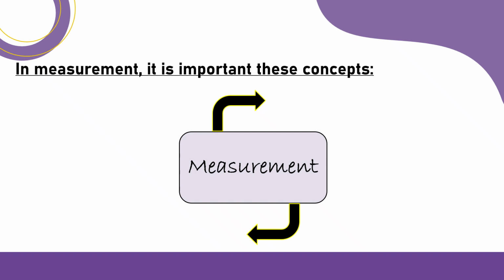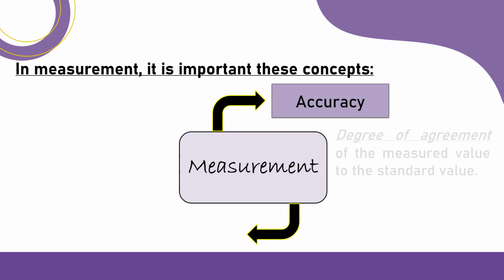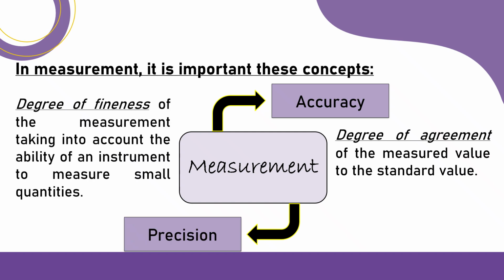In measurement, it is important to be familiar with these two concepts, accuracy and precision. Accuracy refers to the degree of agreement of the measured value to the standard value. It means that the closer your measured value is to the standard value, the more it is accurate. Precision, on the other hand, is the degree of fineness of the measurement, taking into consideration the ability of an instrument to measure small quantities. The closer your measured values are to each other, the more precise it is.